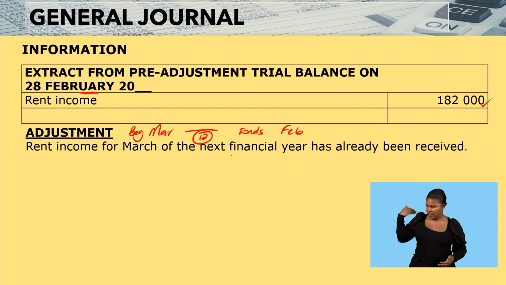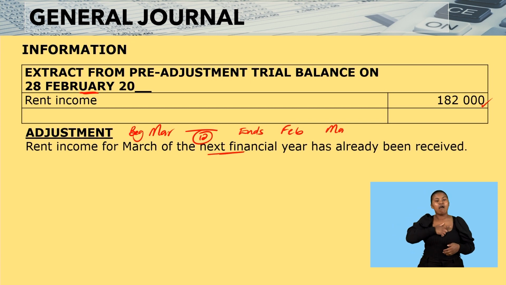Here we're being told that rent income for March of the next financial year, so here we have March, which is the next financial year, has already been received. So we then have income received in advance. How do we get that amount?